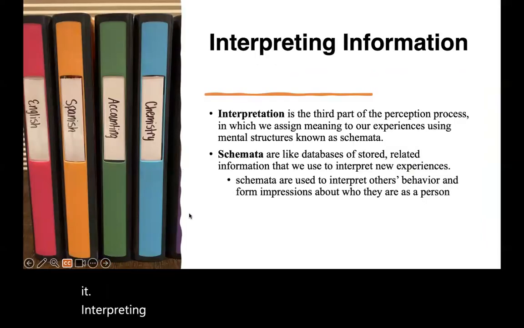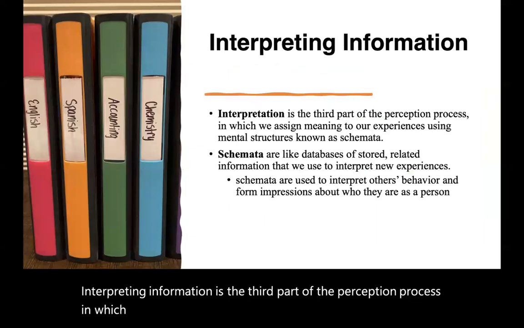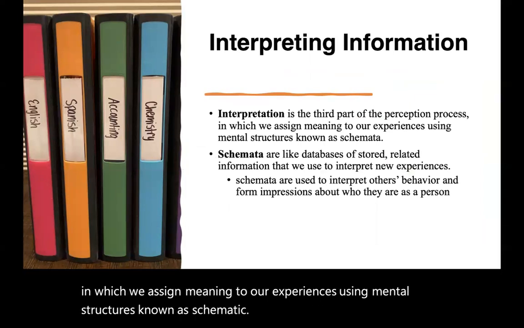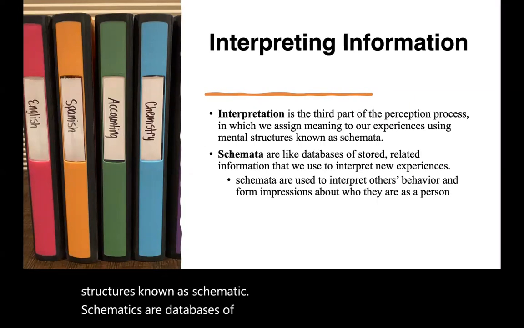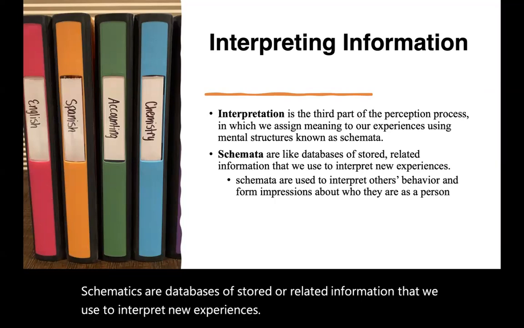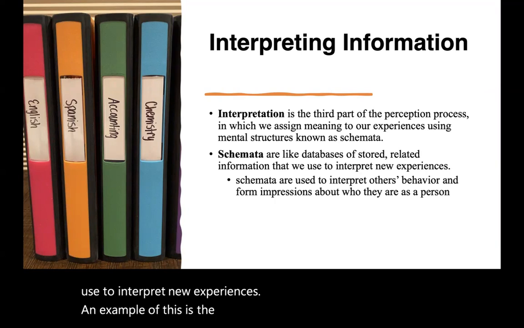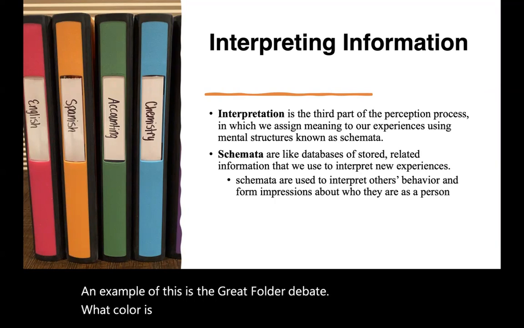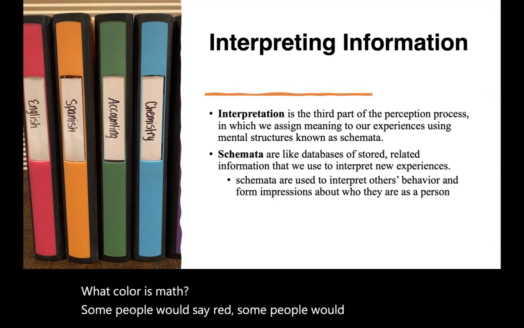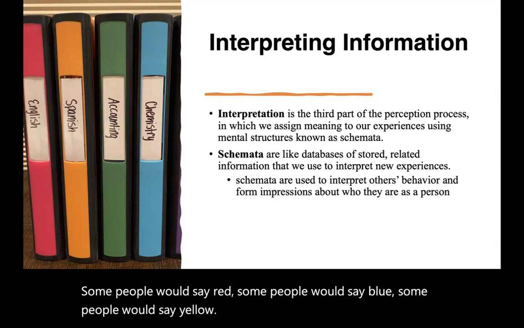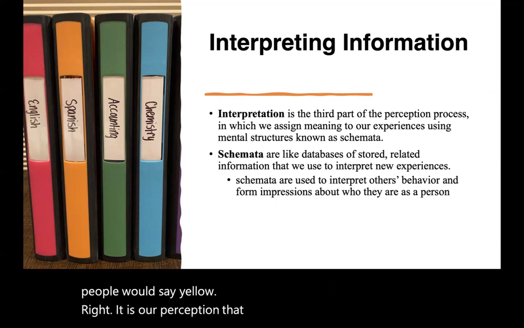Interpreting information is the third part of the perception process, in which we assign meaning to our experiences using mental structures known as schemata. Schemata are like databases of stored or related information that we use to interpret new experiences. An example of this is the Great Folder debate. What color is math? Some people would say red, some people will say blue, some people will say yellow, right? It is our perception that our math folder in school has to be a certain color. Okay? And that's all based off of our intrapersonal relationship.